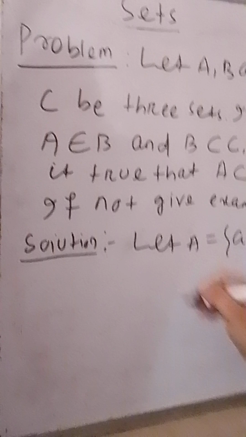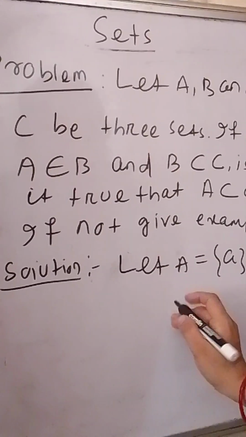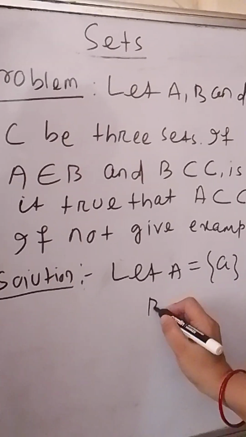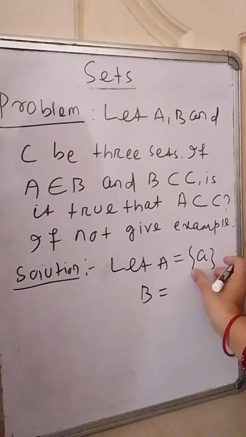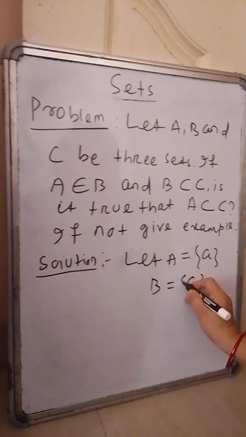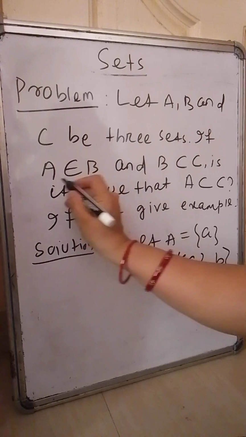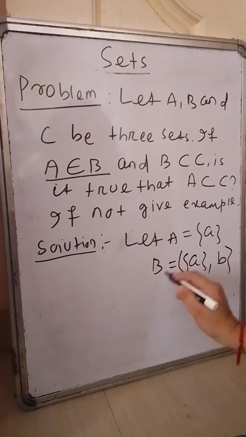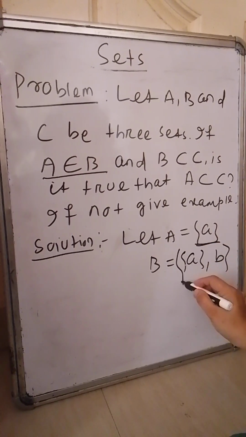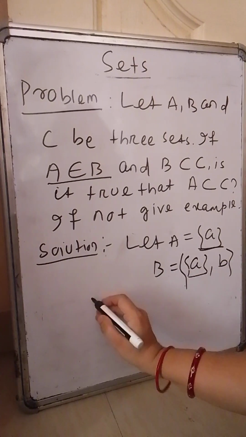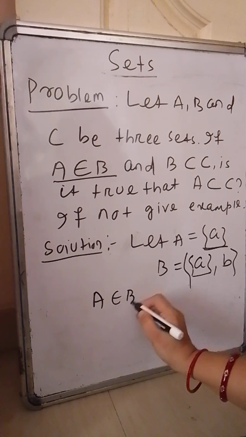Since A belongs to B, it means set A is an element of set B. So we can take set B as, considering this as an element, another element, say b. So this is our set B. Here the condition A belongs to B is satisfied, meaning this is an element of set B.